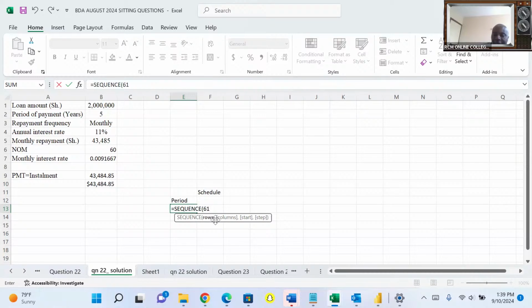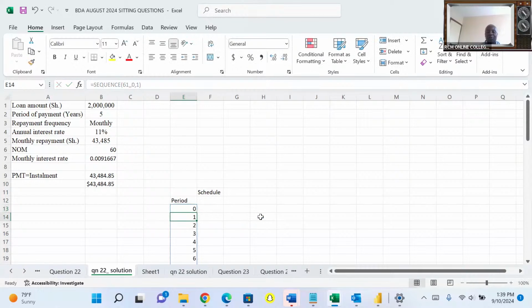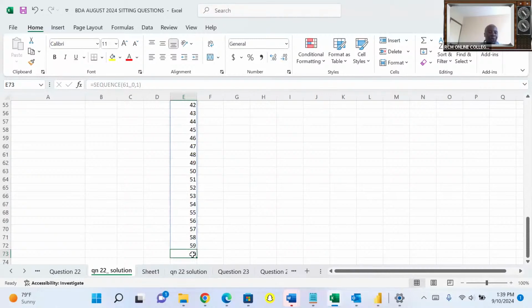And then I'll say here, comma. Columns, I don't have to state the number of columns, so I can put immediately another comma. Where am I starting from? I'm starting from 0, comma. And the steps, it's 1, 1, 1: 0, 1, 2, 3. I close brackets and say enter. If I say control down arrow, you can see it has taken me down to 60.